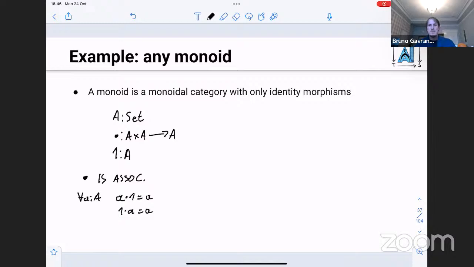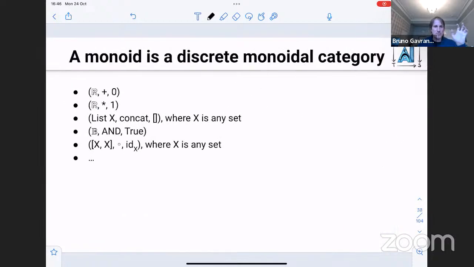You might have seen monoids. I think people are coming from a lot of different backgrounds here. Monoid is quite pervasive in mathematics, so you might think of real numbers as a monoid with addition, so you can add things and then 0 is the neutral element. You can think of real numbers as the monoid with multiplication and 1 as the neutral element, where you can multiply things, and if you multiply with 1 you get the same thing.